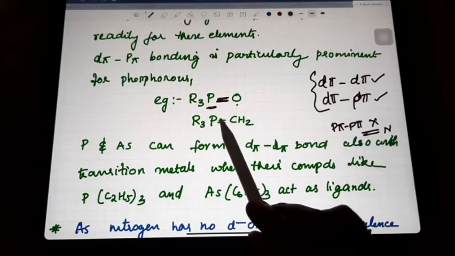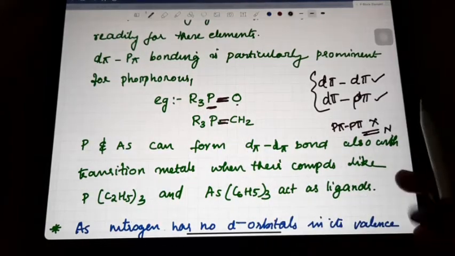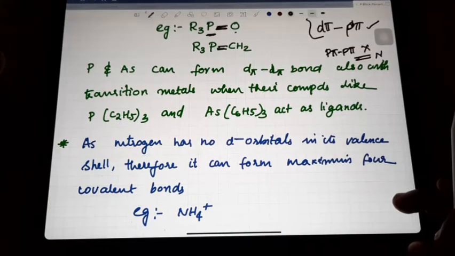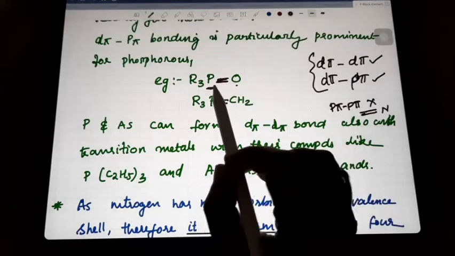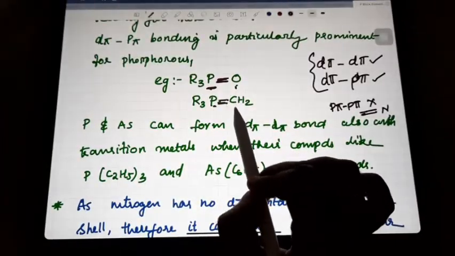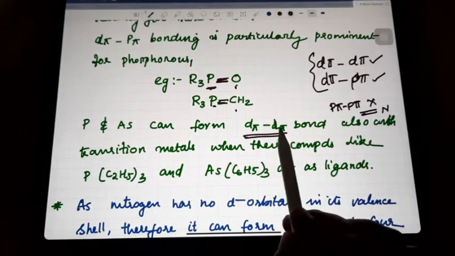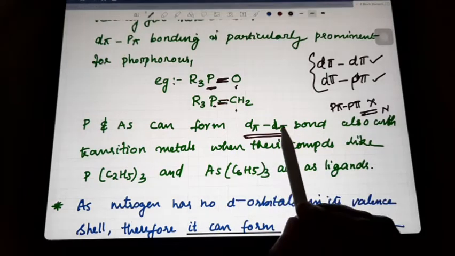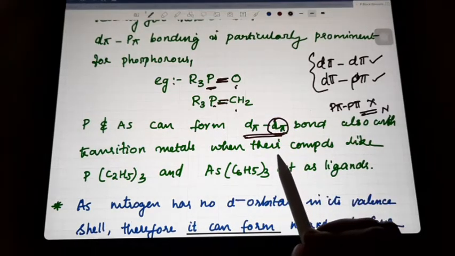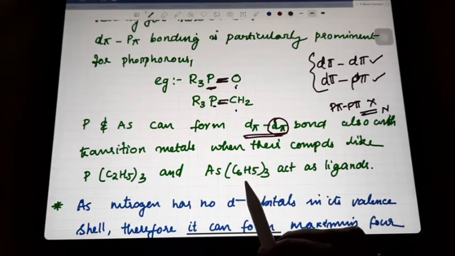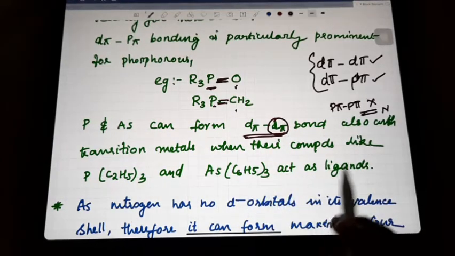Two examples are given here also. Then the next one: phosphorus and arsenic can form d-pi bonds also with transition metals. Here this is an example for d-pi p-pi bond, but here a d-pi bond is possible. The d is from P itself or other higher members, and this d-pi is from the transition metals. Likewise, a d-pi bond is also possible in the case of phosphorus and other members of this group.